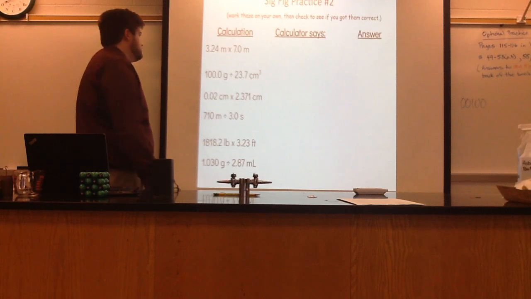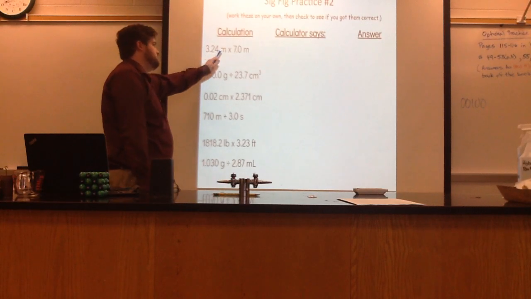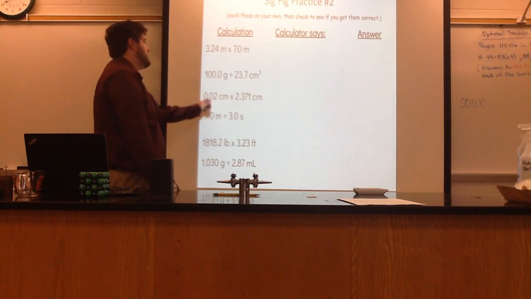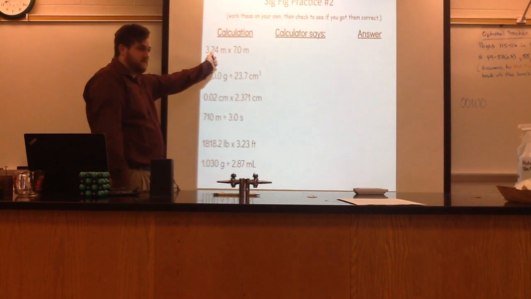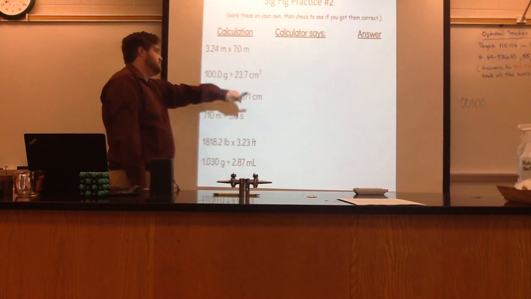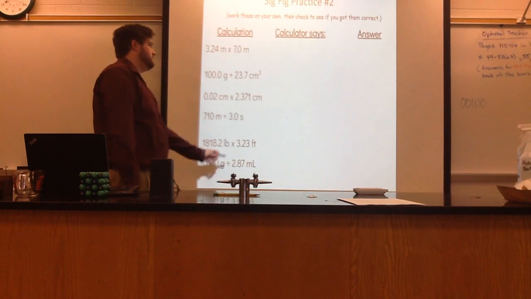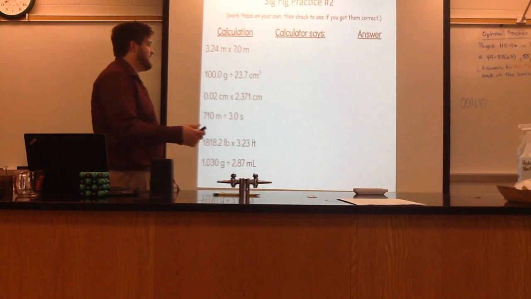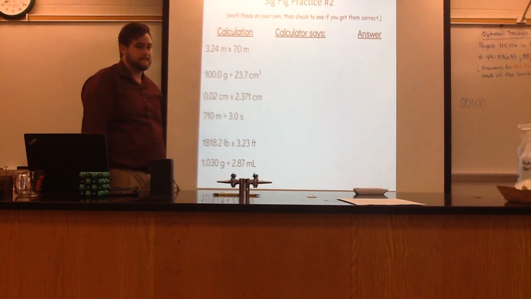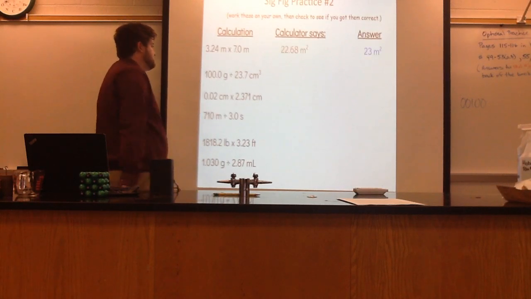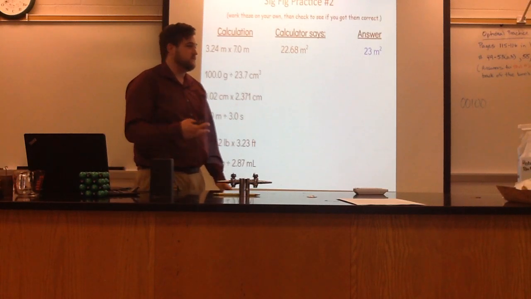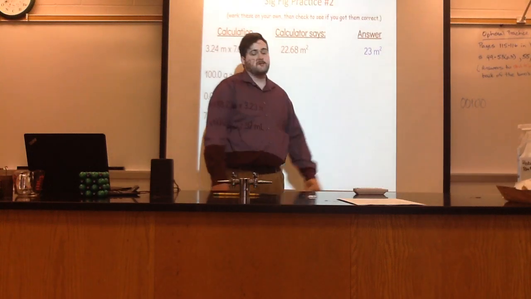So we're going to start with this one, 3.24 meters times 7.0 meters. We know that 3.24 is going to be 3 significant figures, and 7.0 is going to be 2 significant figures because of that trailing 0 behind the decimal point. When you put it in the calculator, it says 22.68, but we know that there are only 2 significant figures, so if we round that, we get 23 meters squared.